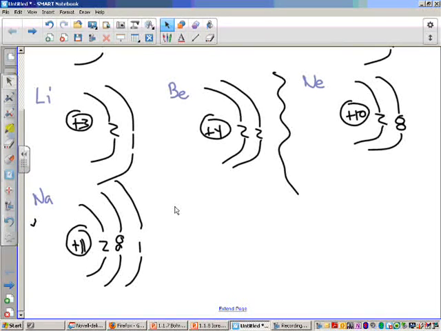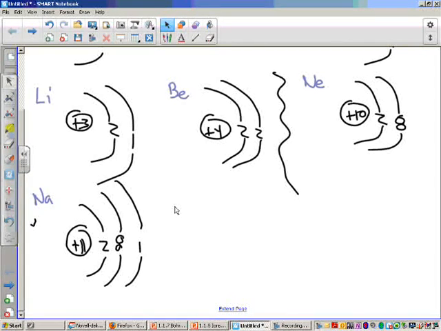Yep, what do you got? They're all the same number. Excellent. And how does this compare to the group number? So if it's group number 1, and if it's group number 2, what do you notice? Yeah, so the group number tells us how many outer electrons there are.